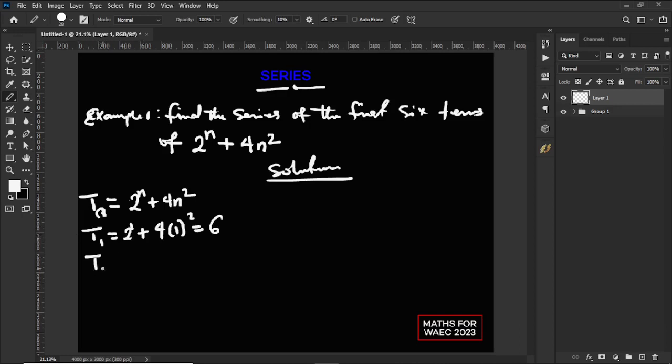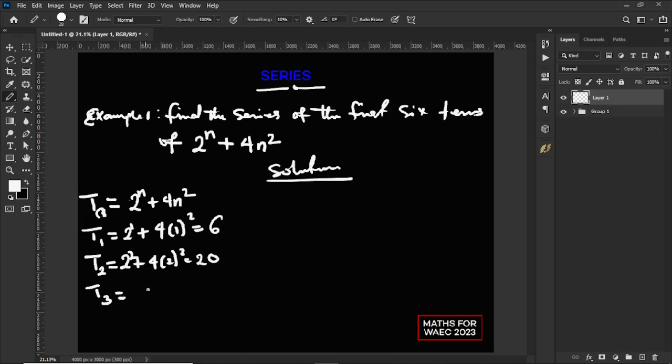The second term, that is T2, is going to be 2 raised to power 2 plus 4 into 2 raised to power 2. So this is what? 2 raised to power 2 is 4. 4 times 4 is what? 16. 16 plus 4 is 20. So the second term is 20.